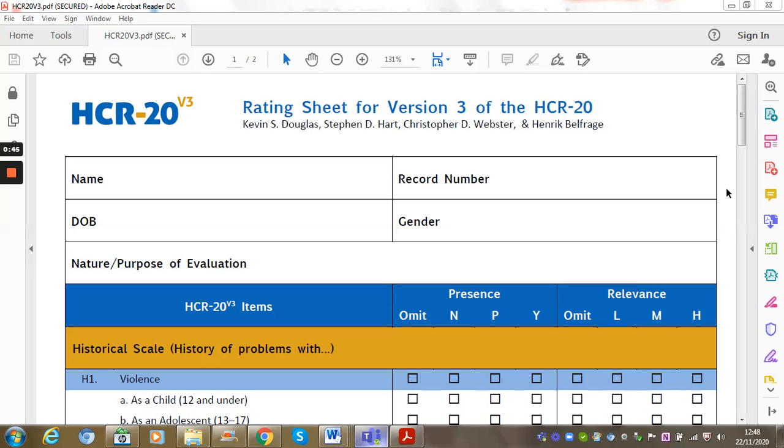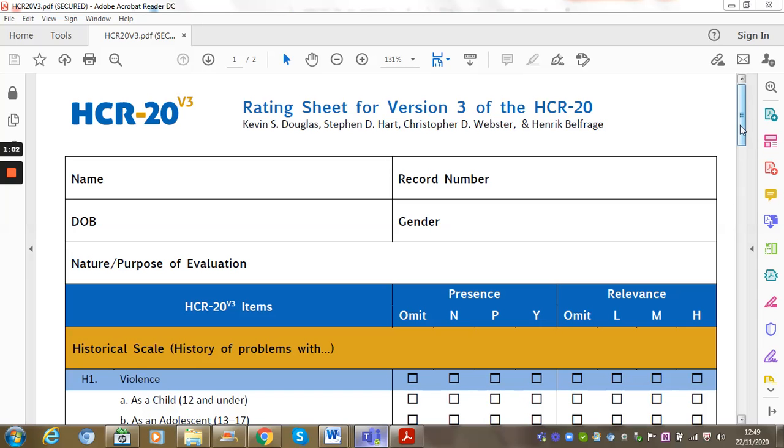DOB is the date of birth for the criminal. Hopefully you'll be able to find that from books, journal articles, website accounts and so forth. Gender speaks for itself, again about the criminal. The nature and purpose of the evaluation is for a probation board.